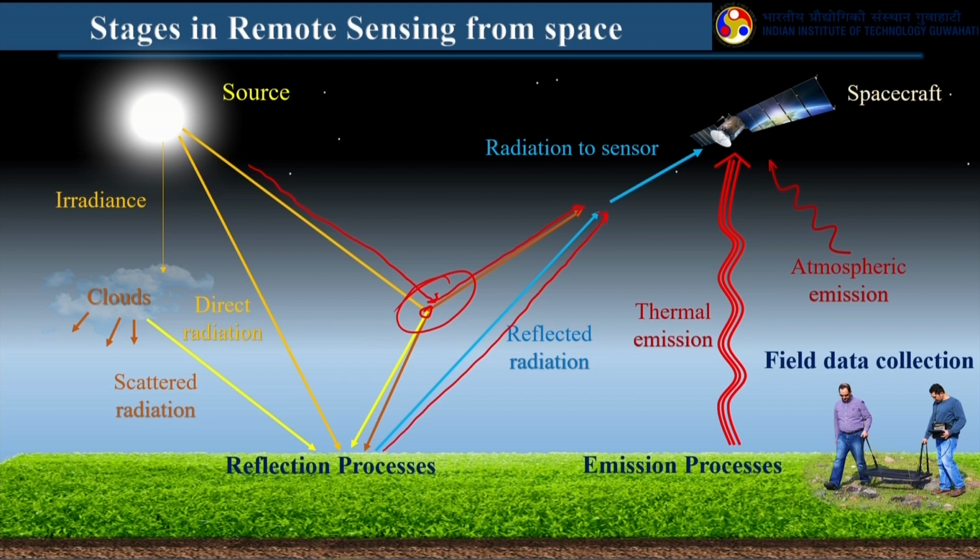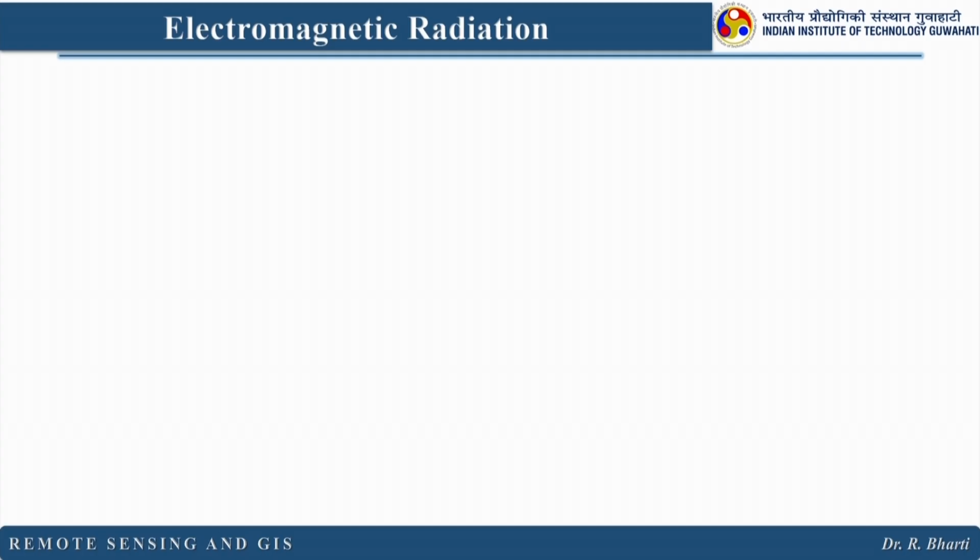So these are the errors in your remotely sensed data, because this is important to remove in order to accurately identify your material from space. These are the extra energies which have been introduced by our atmosphere, right. So before we proceed, we have to understand what we mean by electromagnetic radiation.